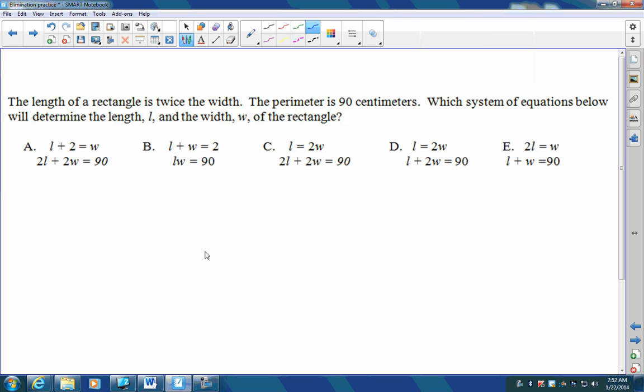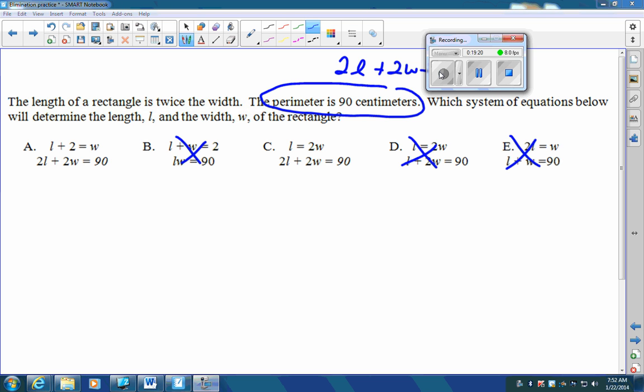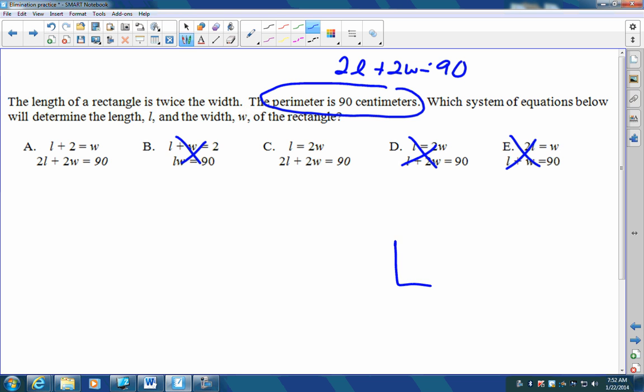So on this one, the first thing I always look for is where it says like the perimeter is 90. 2L plus 2W equals 90. Well, A has it. Does B have it? Nope. C? Yeah. What's wrong with D? It doesn't have a 2 in front of the L. What about E? Nope. The reason we use a 2 for perimeter means to add up the sides. Right? So that means 2L and 2W. The first sentence up here says the length is twice, which means to multiply, so it's 2 times the width. You should have come up with C.